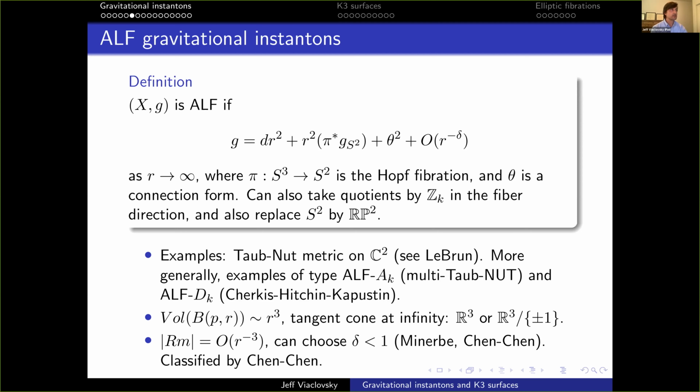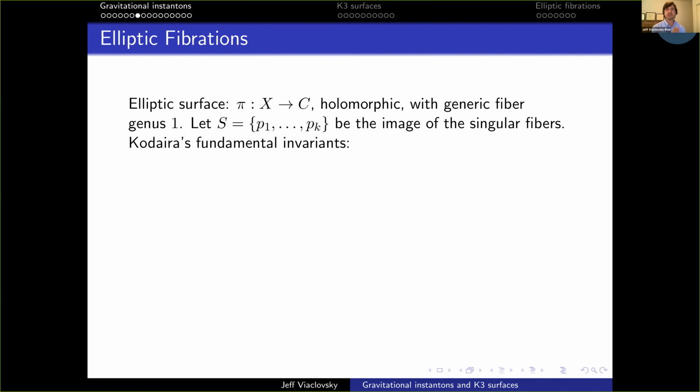Okay, so let's move on to the next case, but we need to do a little bit of background so I can define the next case. This deals with elliptic fibrations, and we'll just look at the surface case. So these are complex surfaces which admit a projection pi to a Riemann surface C. It's holomorphic, and the generic fiber has genus 1. We'll let S be a finite set, P1 to PK, the image of the singular fibers.